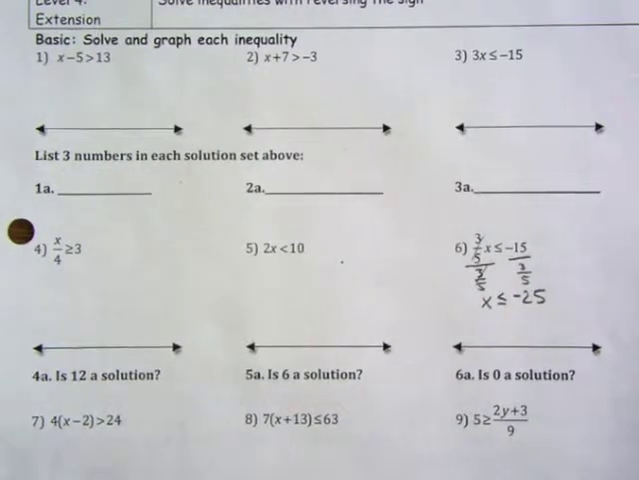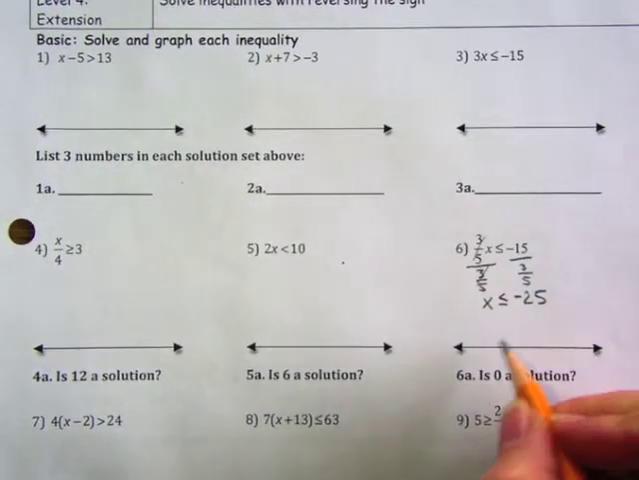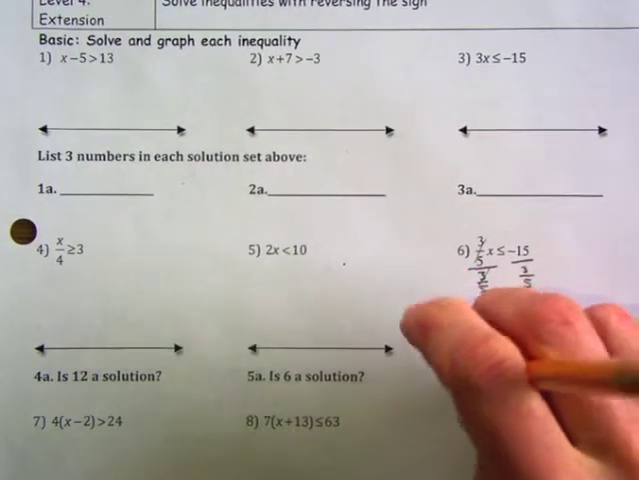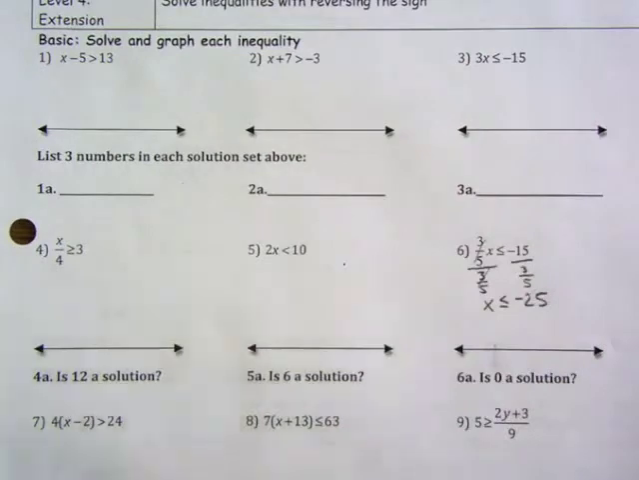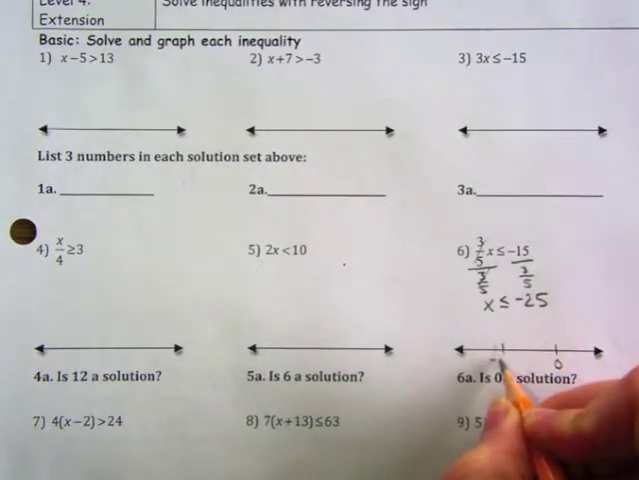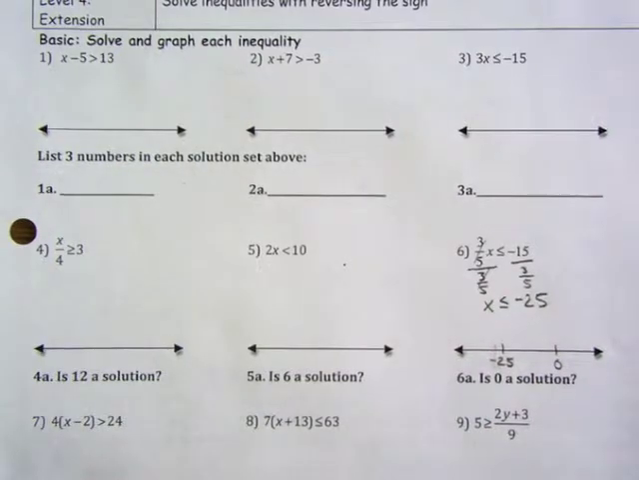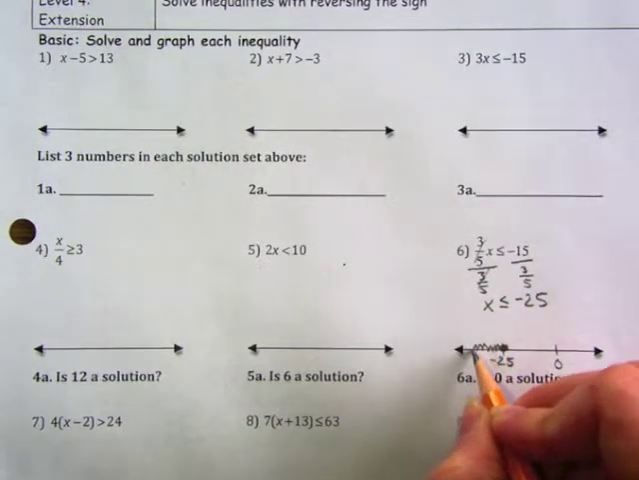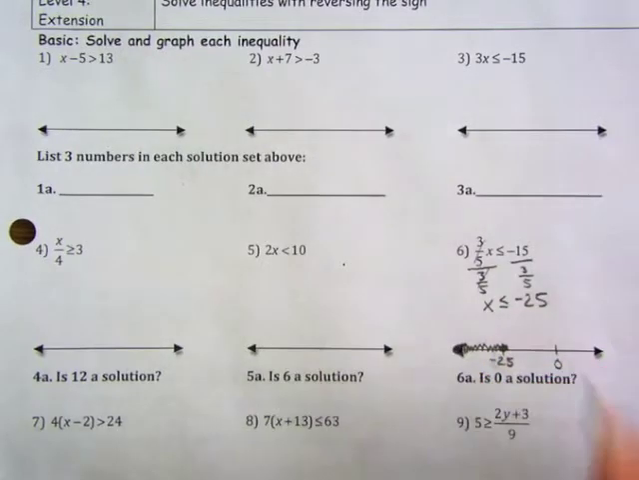We're going to graph this one. So again, we're just going to put 0. I should make sure my 0 is in the right location because I'm graphing a negative number. I want my 0 on the right so that I have room on the left to put my -25. I want less than or equal to, so I'm going to put a closed circle, and then I'm going to shade to the left.